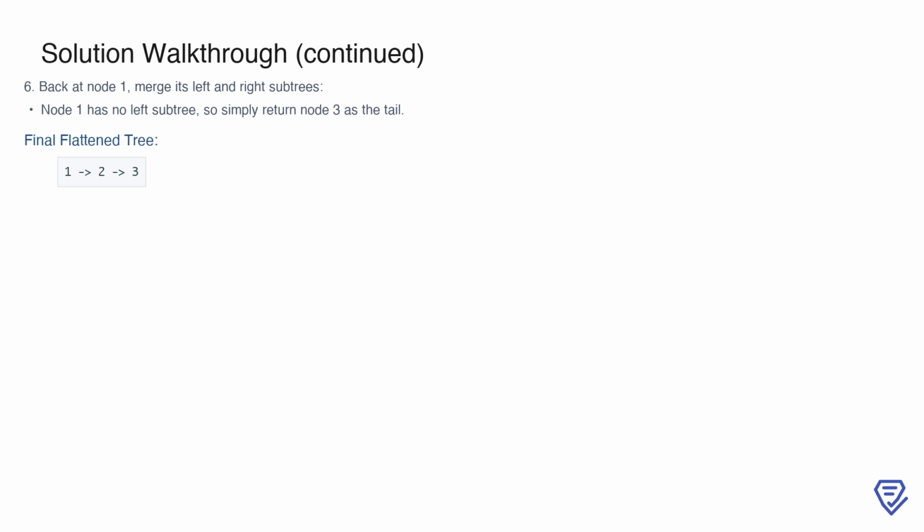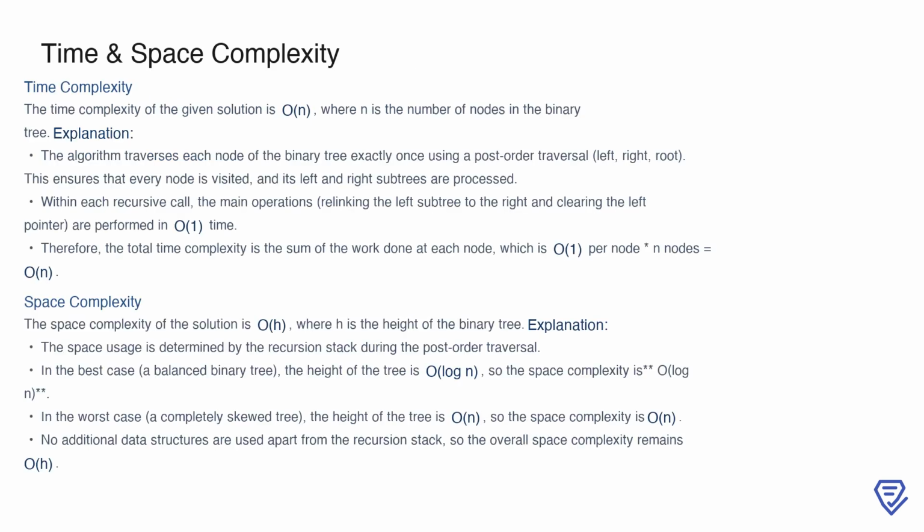This example demonstrates that when the tree already follows a right-skewed structure, the algorithm simply traverses and confirms the structure without making additional changes. The time complexity of this solution is O(n), where n represents the total number of nodes in the binary tree. This is because the algorithm processes each node exactly once through a post-order traversal, which follows the sequence of left subtree, right subtree, and then the root.